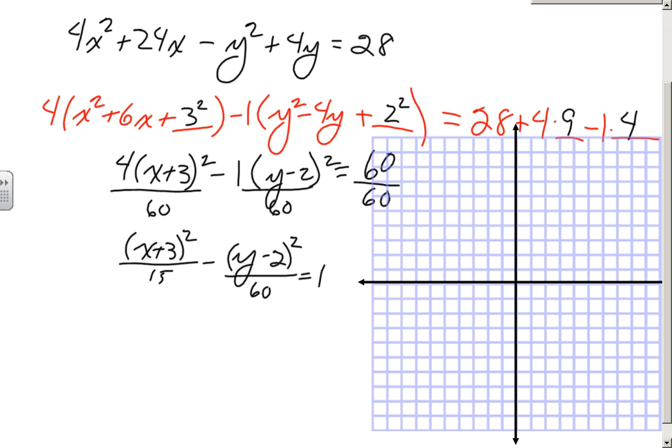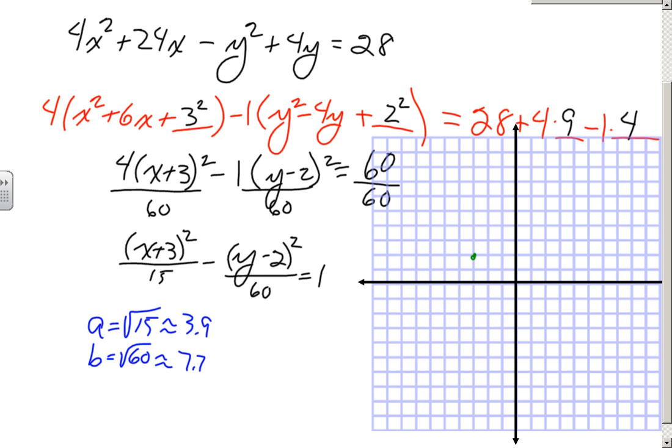And so the a value here is the square root of 15, or approximately 3.9. The b value is the square root of 60, or approximately 7.7. So let's put in something relatively close. And so the center point is at negative 3, 2. Negative 3, 2, there's the center.